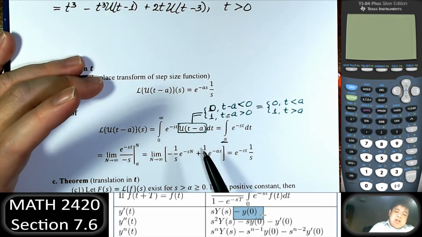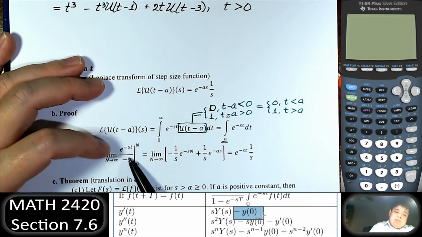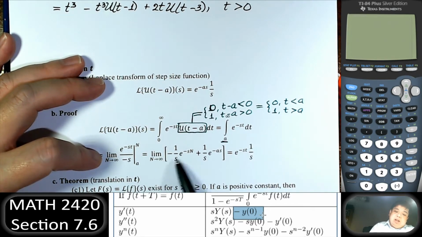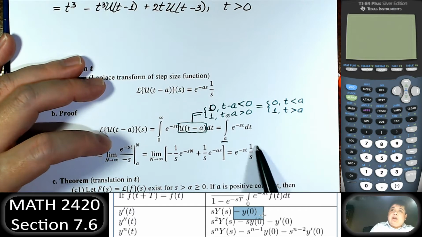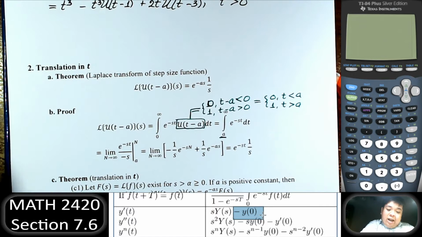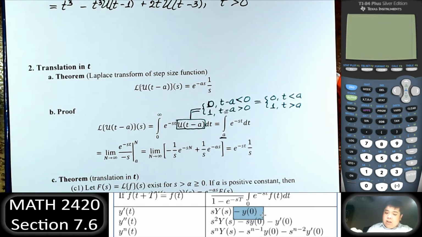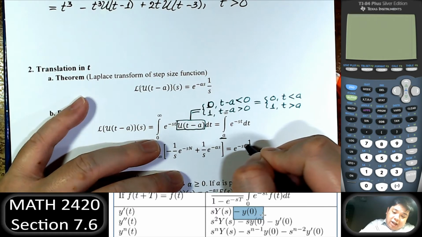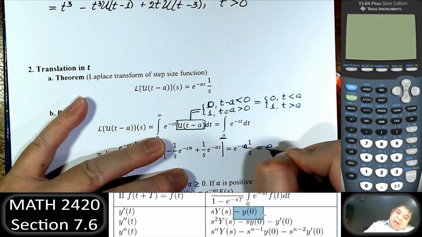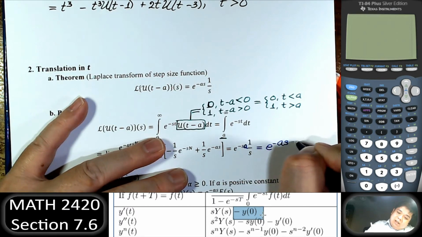Right, and then we just integrate the improper integral, put in the limit, and essentially this is equal to e to the negative st times 1 over s, which gives e to the negative sa, or e to the negative as times 1 over s.